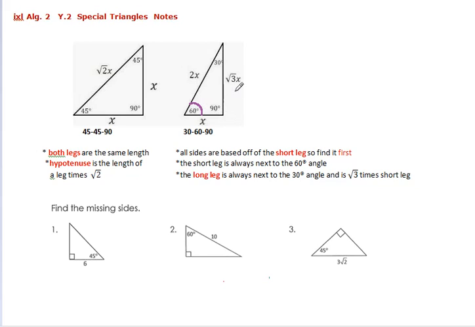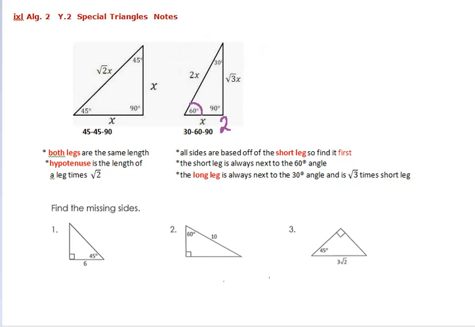The longer leg is always going to be whatever the short leg is times the square root of 3. And then the hypotenuse is just going to be double whatever the short leg is. So again, if the short leg is 2 units long, then the long leg is going to be 2 times the square root of 3. And the hypotenuse is going to be 2 times whatever the short leg is, so it's 2 times 2, which is 4. All right, so those are the ratios for these types of special triangles.